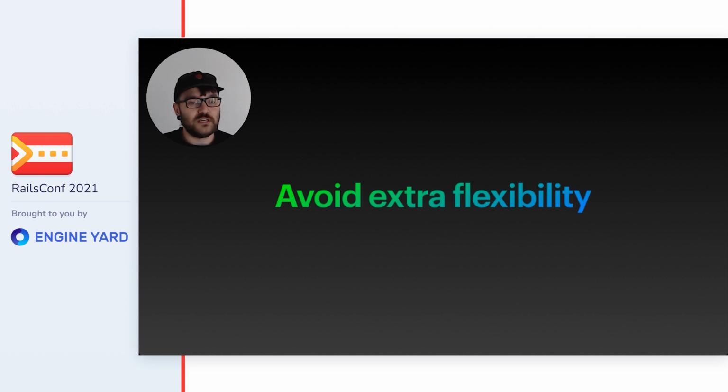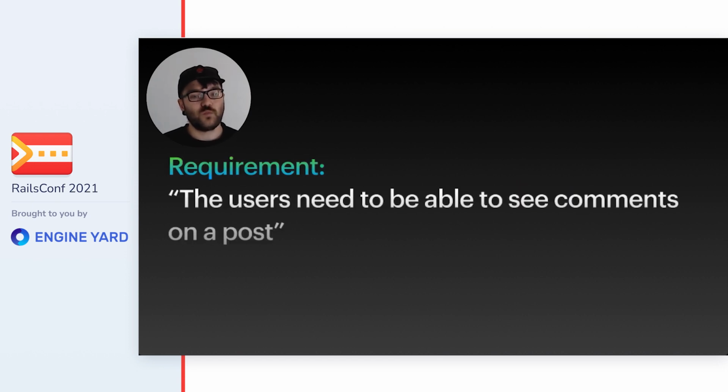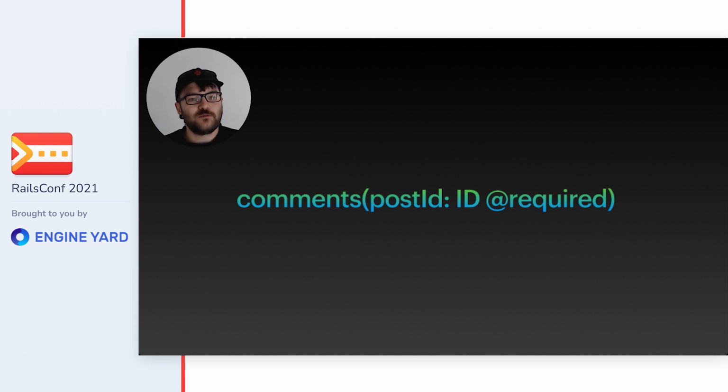What you want to do is have your APIs be ready for extra flexibility in the future, but they don't need to be extremely flexible for now, especially if there is no need for that. What you need to do is scope out what is needed for your clients. Now let's imagine we again have a requirement that says the users need to be able to see comments on a post. Pretty reasonable, right? Now, let's imagine we build some kind of a query or some kind of an endpoint that's called comments, and it should realistically just accept the post ID that is supposed to be required.